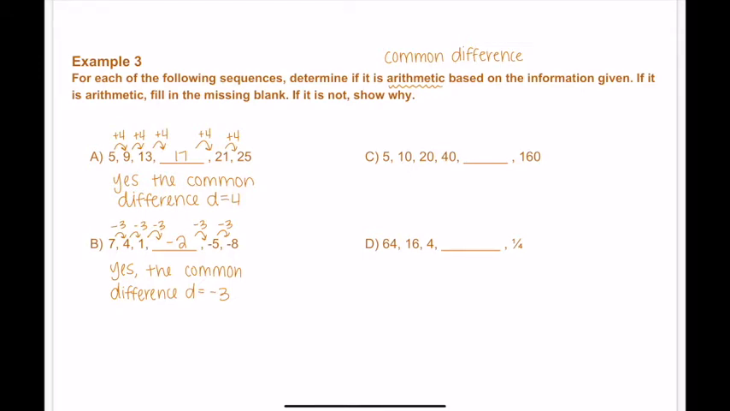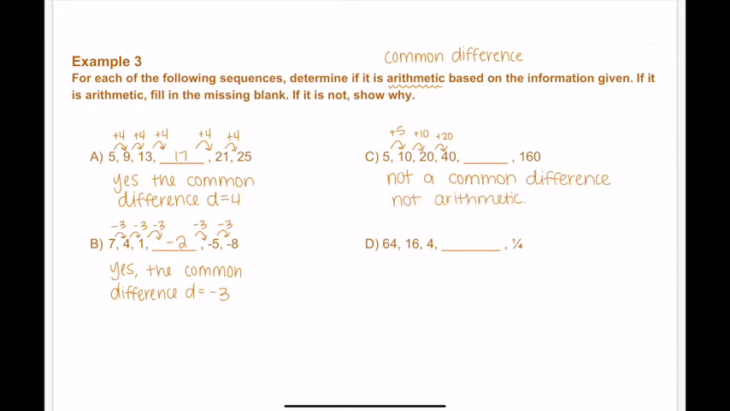In part C, let's look at this one. So 5 to 10, if I were adding or subtracting, I would have to add 5. From 10 to 20, I would have to add 10. 20 to 40, I would have to add 20. So this is not a common difference. And since this is not a common difference, it is not an arithmetic sequence.